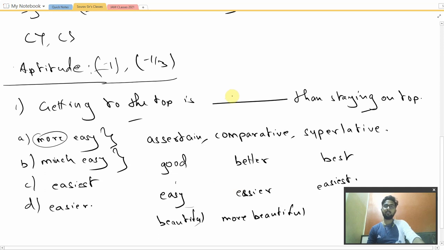So the answer will be easier. Getting to the top is easier than staying on top. So option D is the correct option. Okay, moving on to the next question.